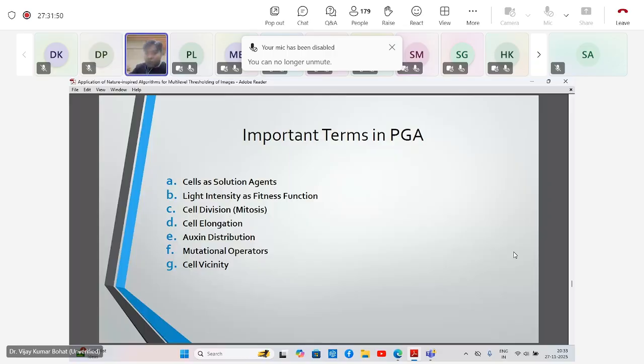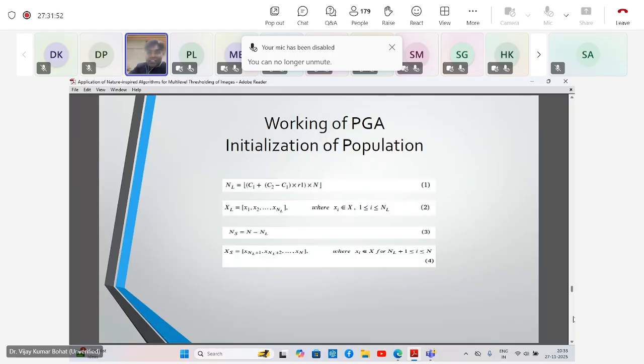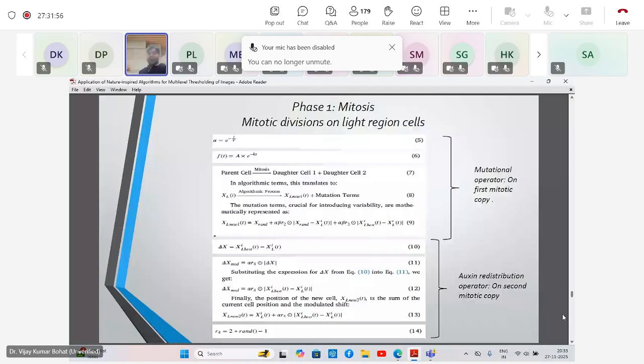So that's how we do the initialization of population in the PGA. After initialization, we have 2 phases, phase 1 and phase 2. Phase 1 is mitosis. Mitosis means generation of daughter cells.